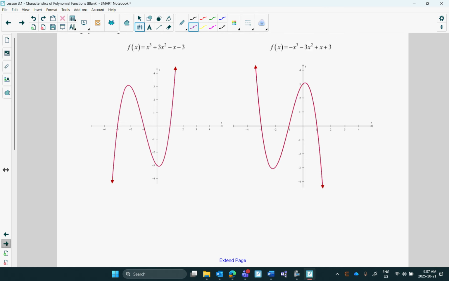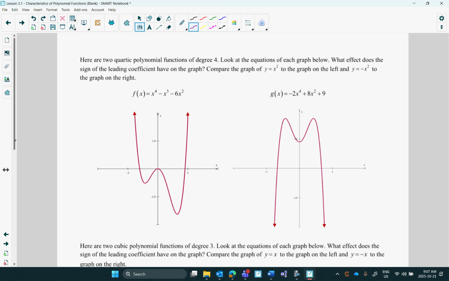Okay. One other thing I want to talk about. We don't have to do a lot of writing here. What happens if there is a negative with the leading coefficient? Well, we saw last year in grade 11 that if we had a quadratic function with an x squared in it, it was going to look like that. But if it had a negative x squared, it was going to flip upside down.